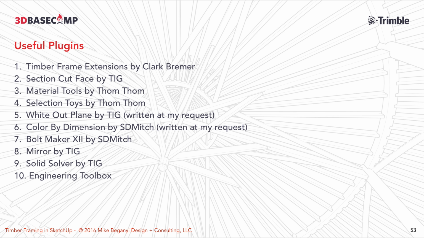Whiteout Plane by TIG was written. I had him write that for me. So that's on the stick of knowledge. Color by Dimension by SD Mitch. I believe that's on the stick. That's an old school Ruby file. So that's a .rb, so you've got to install it manually. So you've got to remember to go to the plugins folder and put it in there.